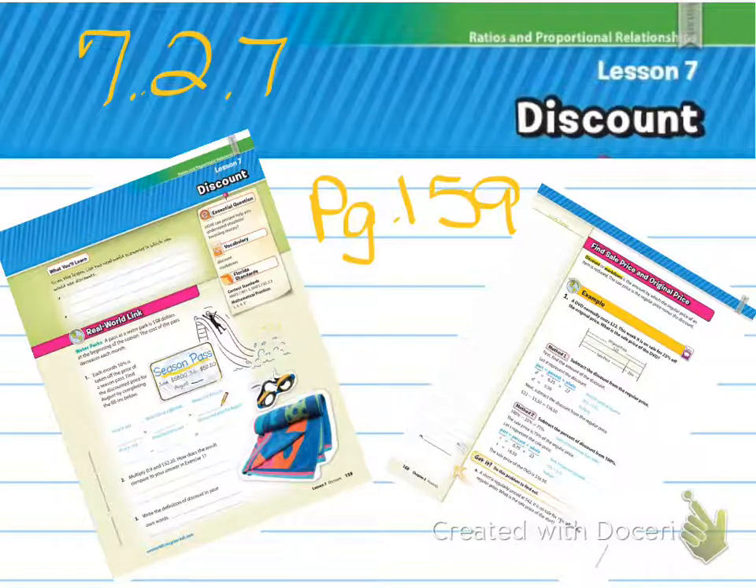All right, we're looking at 7.2.7. That's a 7th grade textbook, Chapter 2, Lesson 7. We're doing discount, and it begins on page 159. Make sure you title your page with this information.